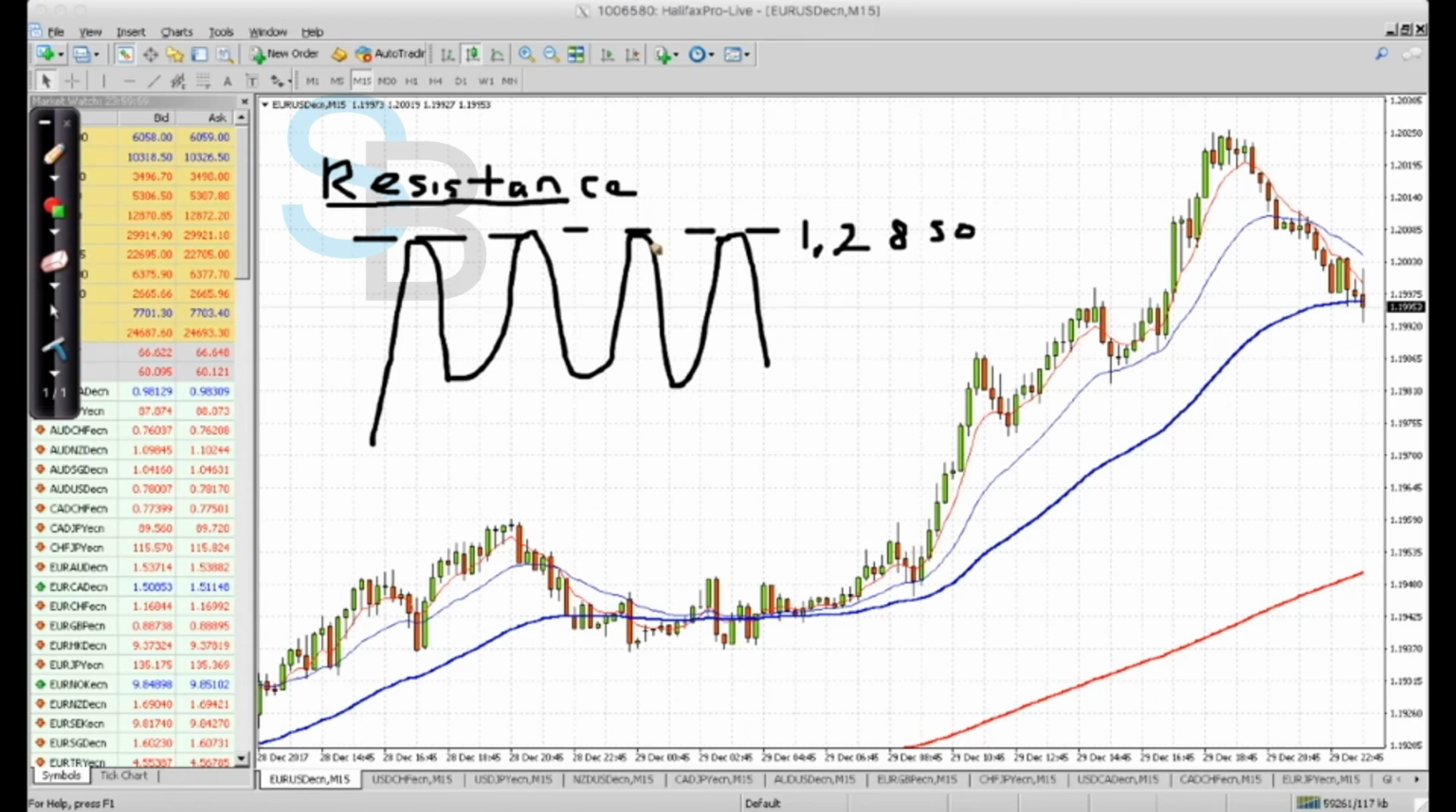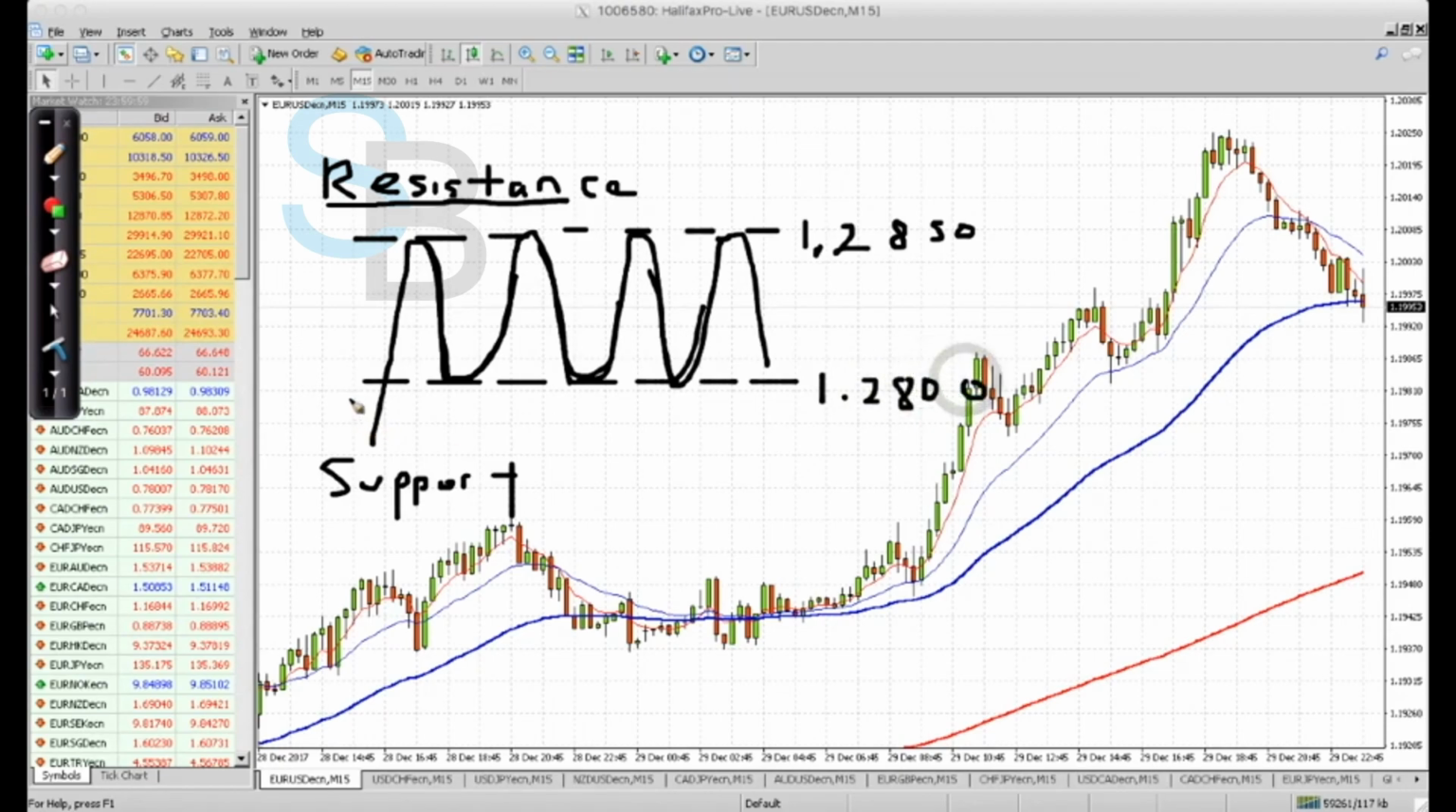So conversely, what's a support level? A support level happens when the price goes down and reaches a certain level, stops and changes direction. Goes down, hits the level, changes direction, goes down, reaches the level, changes direction. And that is known as a support level, or like a floor that supports the price. So say this support level is at a price of 1.2800, for example.